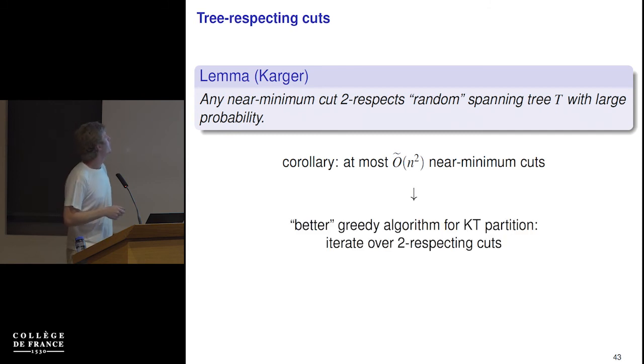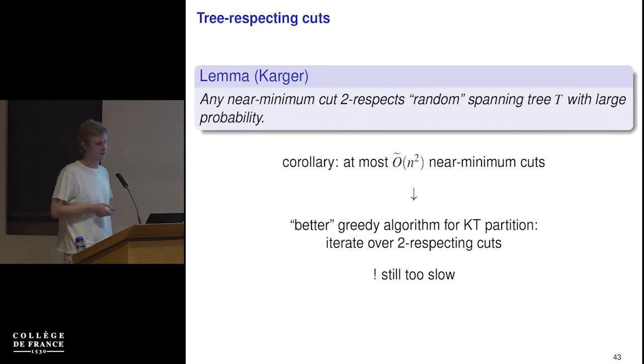So this corollary and this lemma give us a better greedy algorithm for finding this KT partition. Namely, what you can do is iterate over the set of 2-respecting cuts and evaluate the value of each cut. If it's near minimum, then you slice the graph along that partition. You repeat that. And now, instead of iterating over all possible exponentially many cuts, you just have to iterate over this small polynomial set of cuts. But this is still too slow for our purpose, okay?